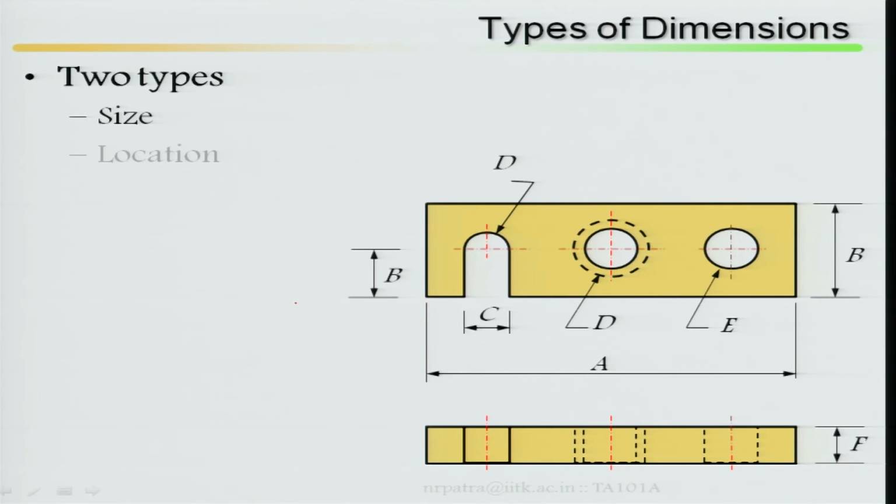Types of dimensions: there are two types, one is size and the second is location.